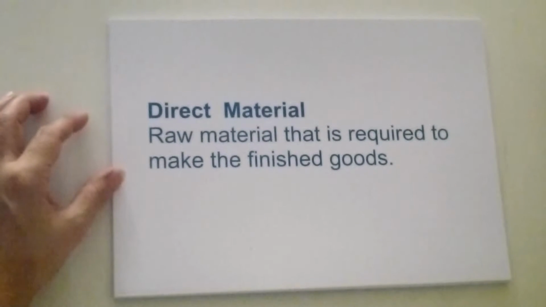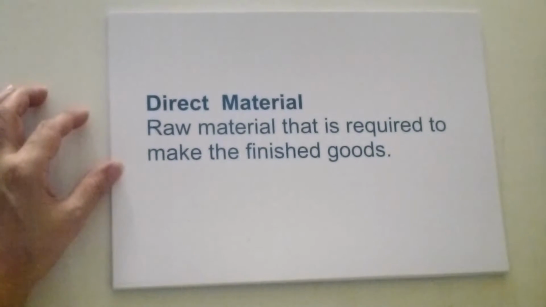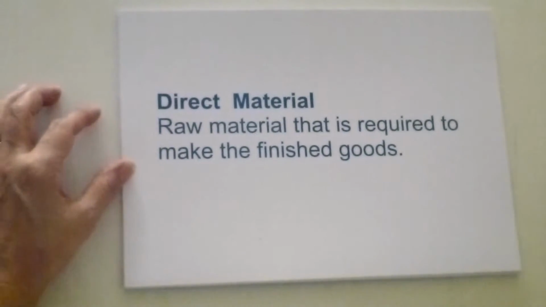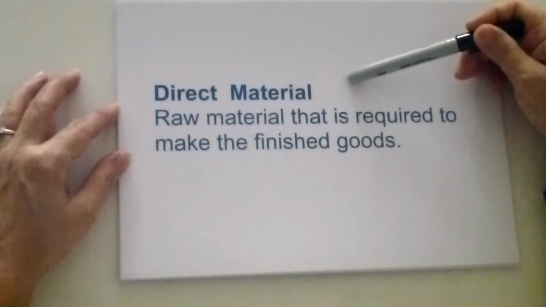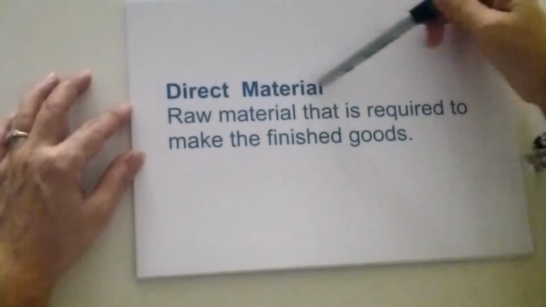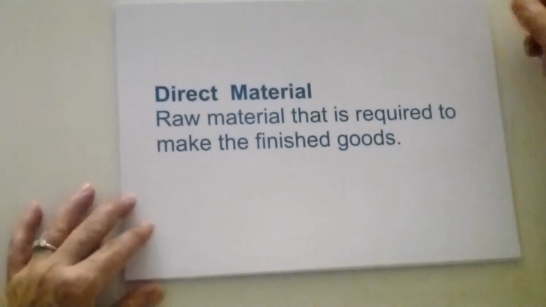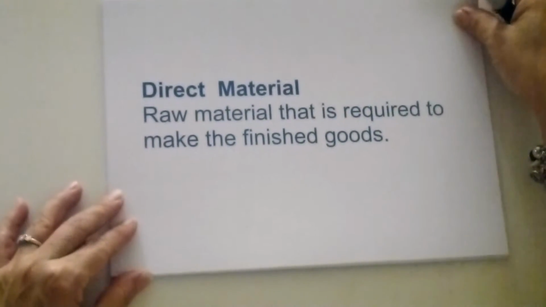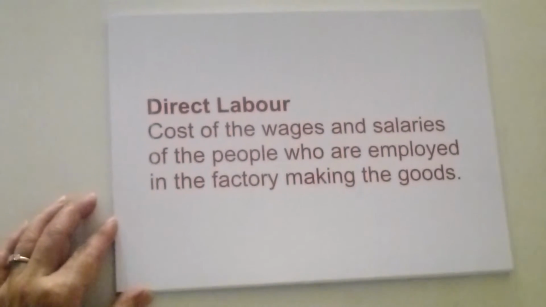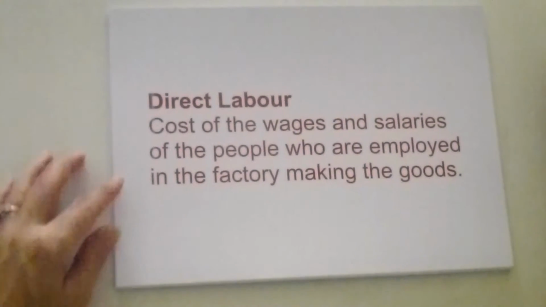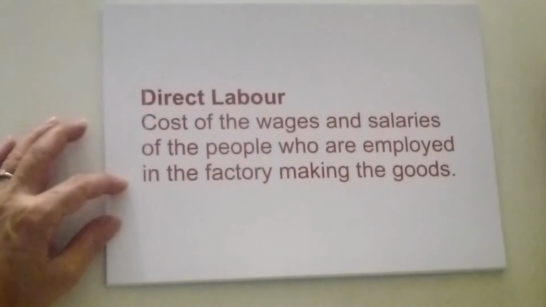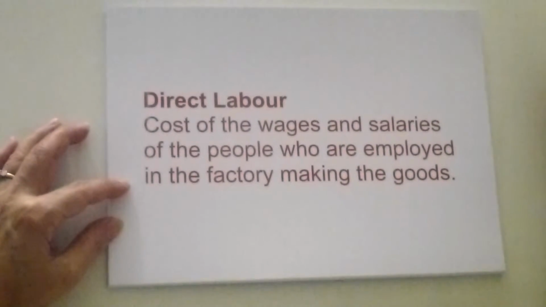Let's go through some of the terms that you will see in preparing a manufacturing account. Now, direct material is raw materials that is required to make the finished goods. Direct labor is the cost of the wages and salaries of people who are employed in the factory making the goods.